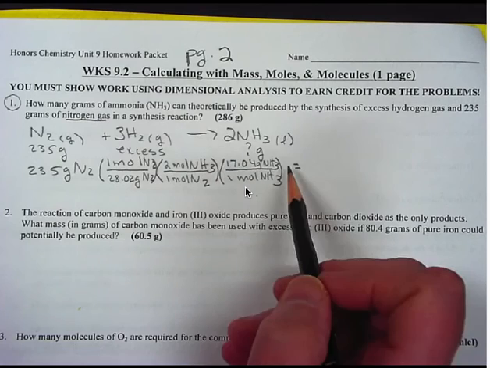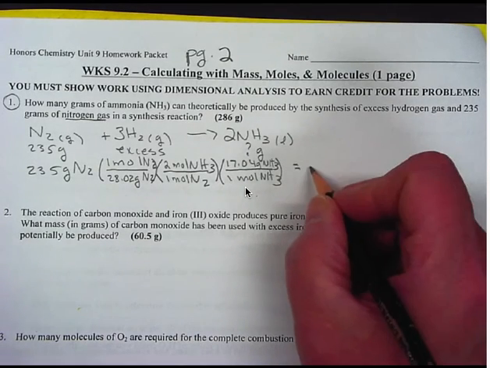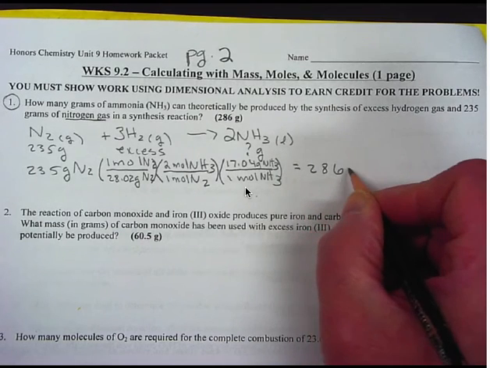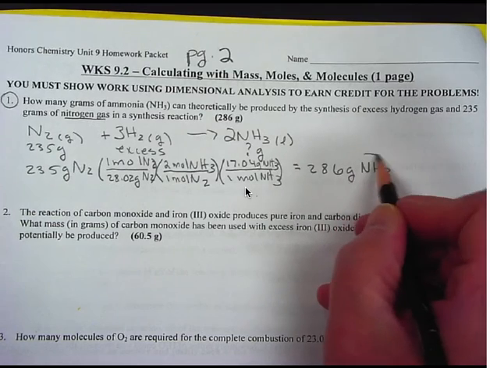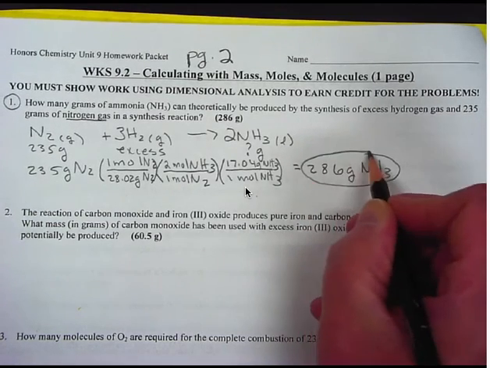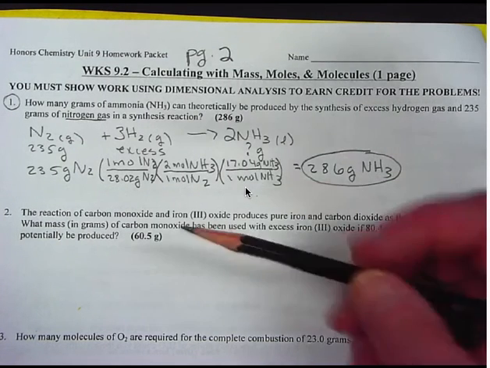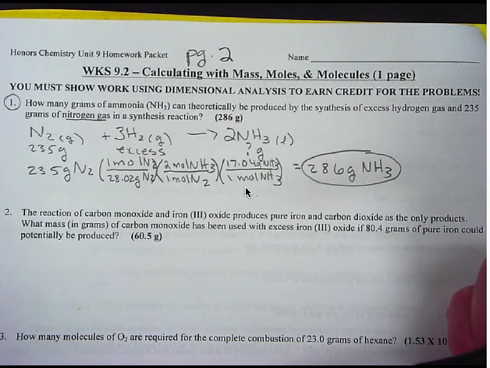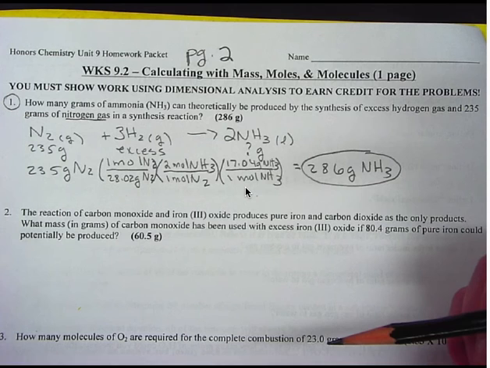You multiply what's on the top, divide by what's on the bottom, and your answer would be 286 grams of ammonia. So this is an excellent example of how to calculate grams of a product if you're given the grams of one of the reactants and the other reactant is present in excess. That's the end of this particular tutorial.